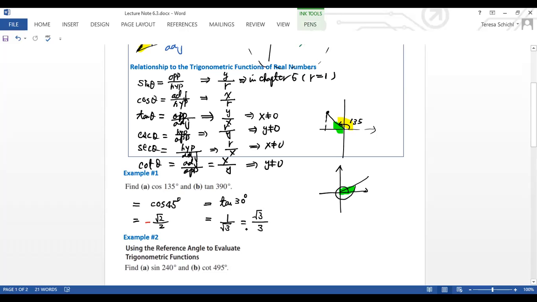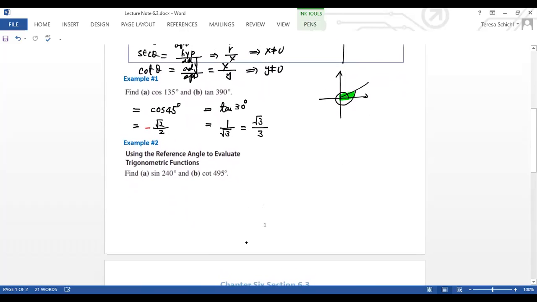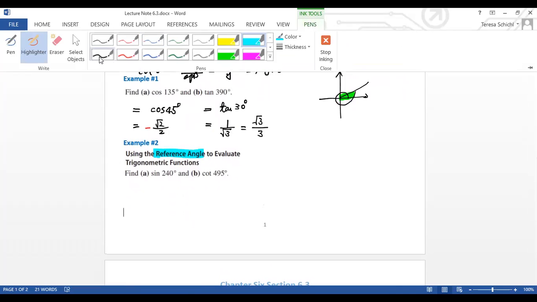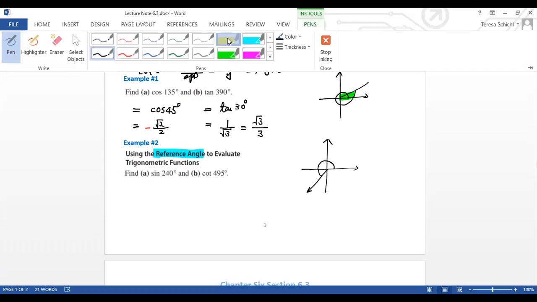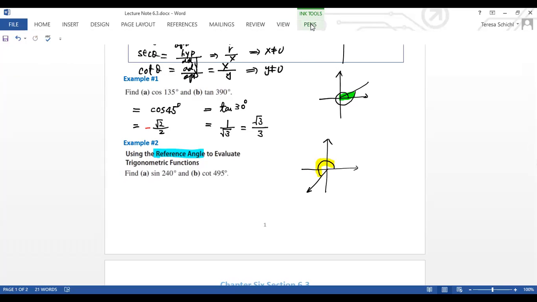Okay, example number 2 shows you that even when the measurements are in degrees, the reference angle works the same way. Let's see sine 240. The whole half circle is 180, and for 240 you turn another 60 degrees. So this angle, the yellow one, is 240 degrees.